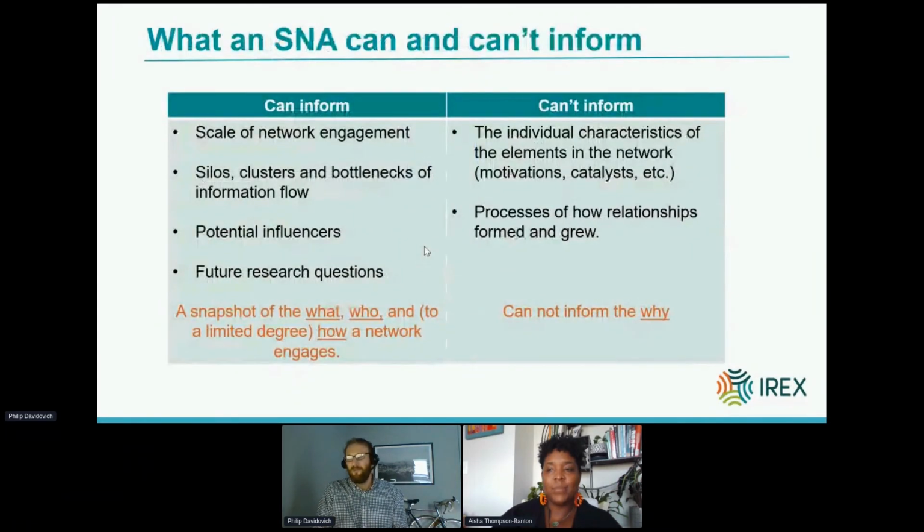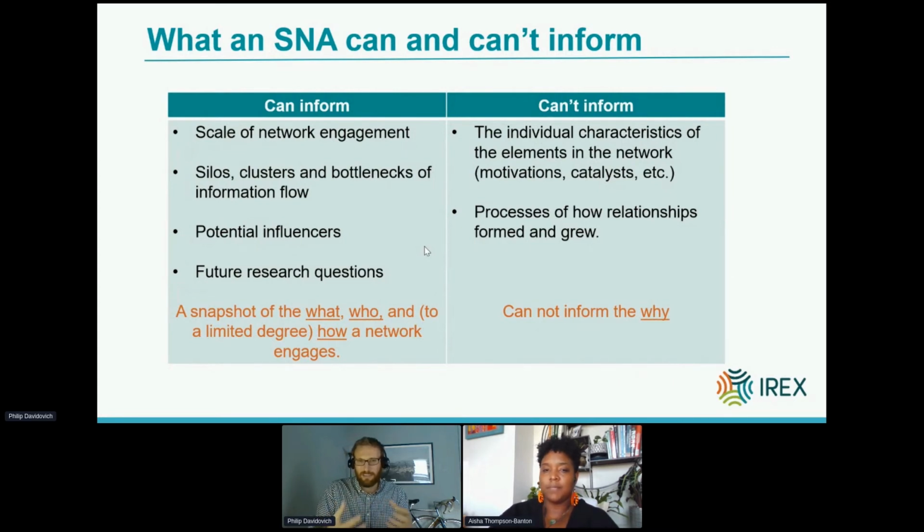sharing information. So what is important at this point to highlight, obviously we showed a lot of metrics and it gets very quantitative very quickly when you break it down, but what we really want to emphasize is what an SNA can do and what it can't. And the bottom line here is what I highlighted in orange at the bottom. What an SNA can do is it's a snapshot, and it provides the what, the who, and to a limited degree a how of a network and how it engages, right?